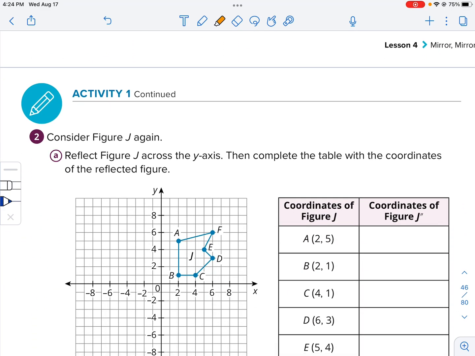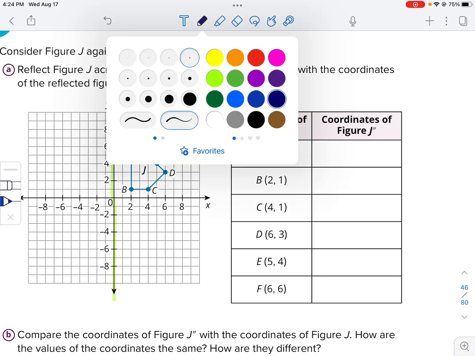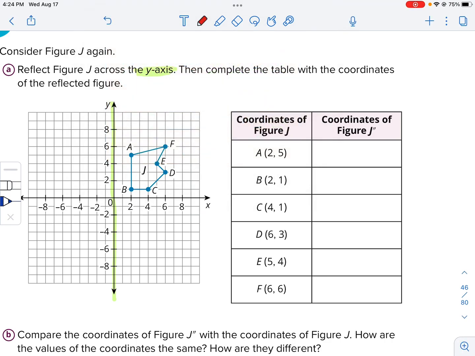So this time, we're going to go over the y-axis. It's the same picture, but this time we're going over the y-axis. So we're going over this axis right here. I'm going to change colors on this. Okay, so B. If I flipped it over, I would get B prime here. I would get A prime here.